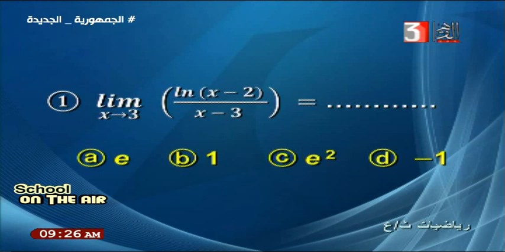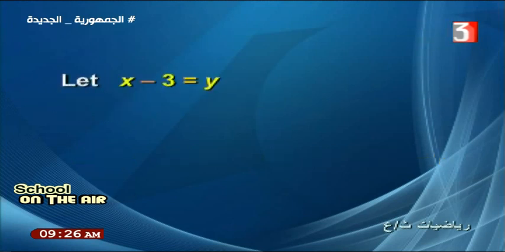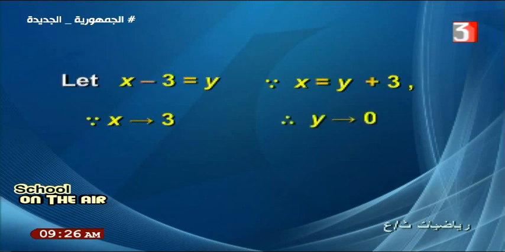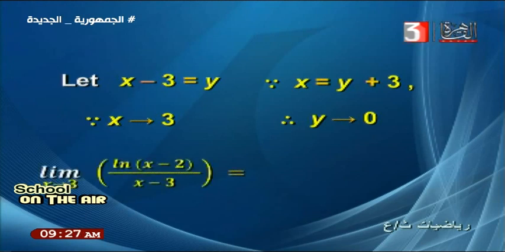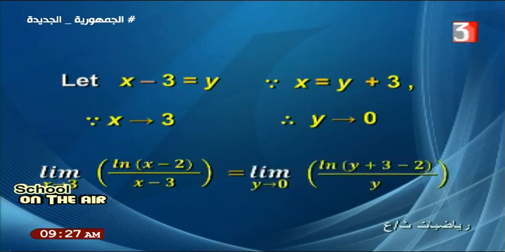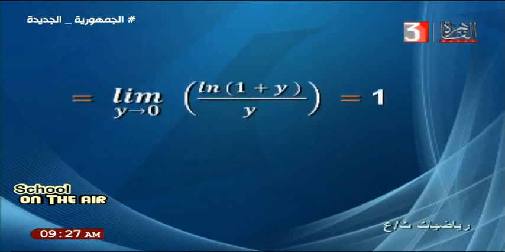Now let x minus 3 equals y, then x equals y plus 3. Since x tends to 3, then y tends to 0. Then the limit of the function ln(x minus 2) over (x minus 3) when x tends to 3 equals the limit of ln(y plus 3 minus 2) over y when y tends to 0, which equals the limit of ln(1 plus y) over y when y tends to 0.